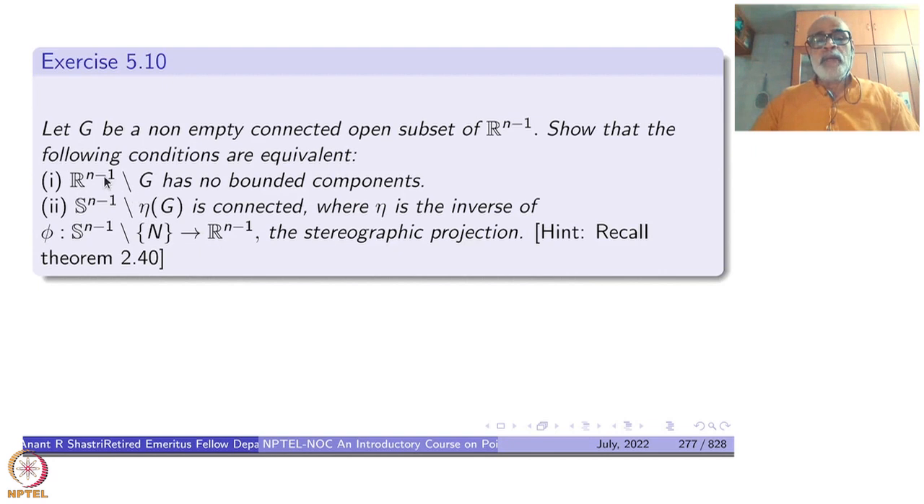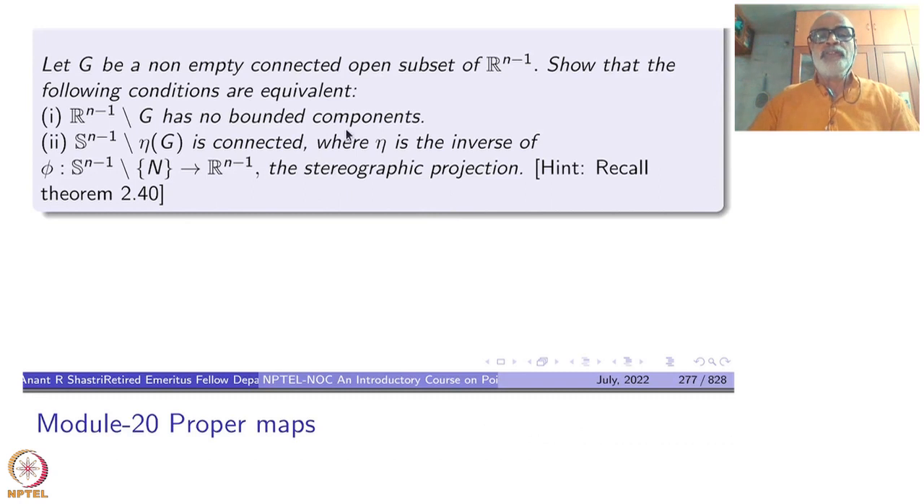When n equal to 3, this has a special significance in the case of complex numbers. It will give you a characterization of simply connected domains purely in terms of, without going to the compactification, C minus G, where G is a connected domain, has no bounded components. So this is a characterization which is purely in terms of point set topology. So solve this exercise and enjoy it. Thank you. Next time we will study proper maps.